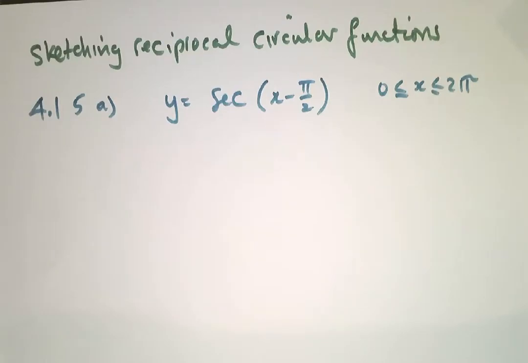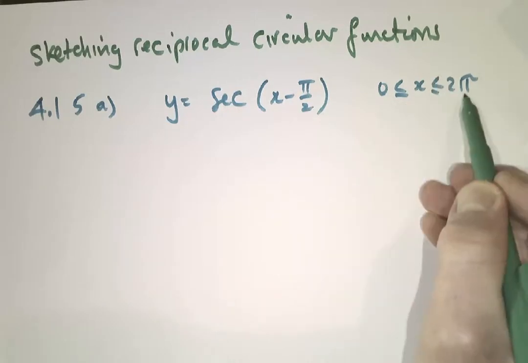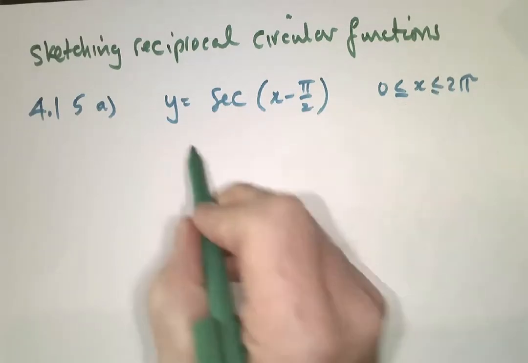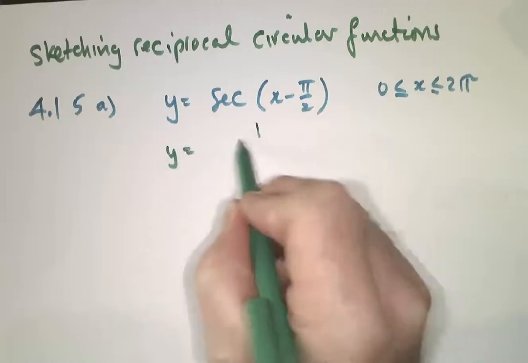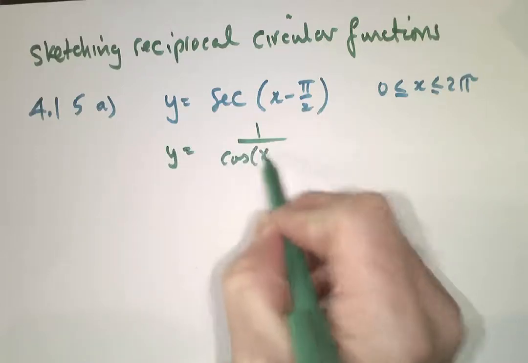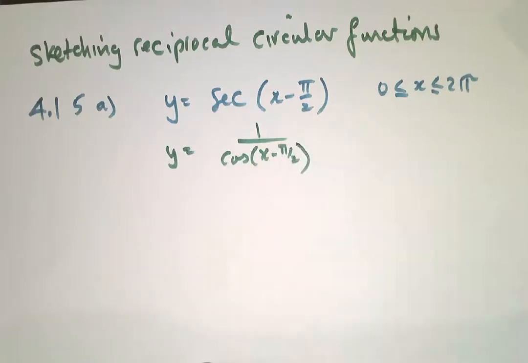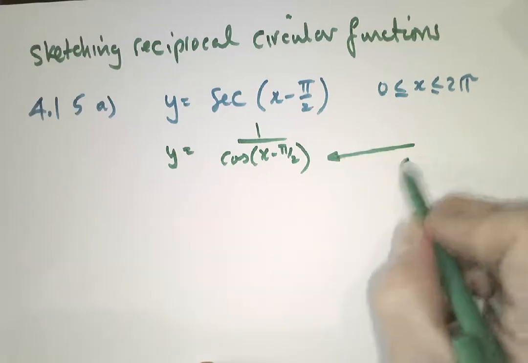How do I sketch reciprocal circular functions? For example, question 5a out of 4.1, I've got to sketch y equals the sec of x minus pi on 2 from 0 to 2 pi. Okay, so that's going to be the same as y equals 1 on the cosine of x minus pi on 2. And what does cos of x minus pi on 2 look like?